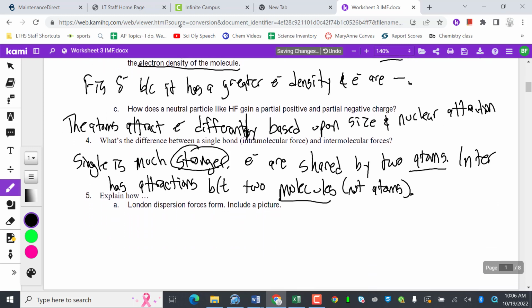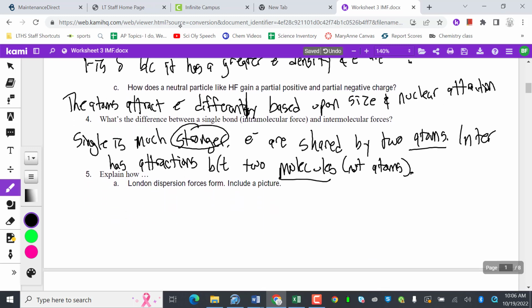London dispersion forces form. Explain how. Include a picture. So I've got, say, 5 and 5, and a neighbor with 5 and 5. Then by chance, as my electrons move around, I might get 6 and 4. This side's a little bit positive. Because this side's a little bit positive, the neighbor's electrons are attracted to it, and I might get 7 and 3. So this one's going to be a little bit negative.